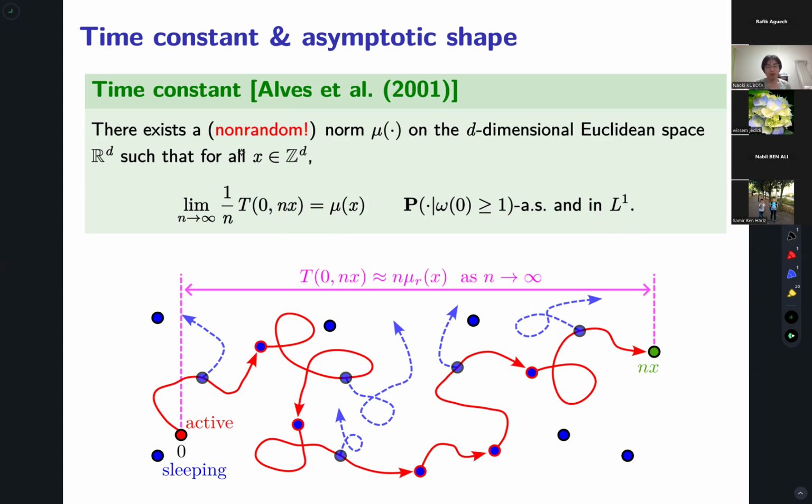Okay, so roughly speaking, this says that the first passage time is controlled by the non-random quantity mu in this way. The first passage time is a random quantity, but mu x is a non-random quantity, and they are comparable in this way. So to analyze the propagation of active frogs, it is sufficient to study the behavior of this non-random quantity mu. This norm mu is called the time constant.